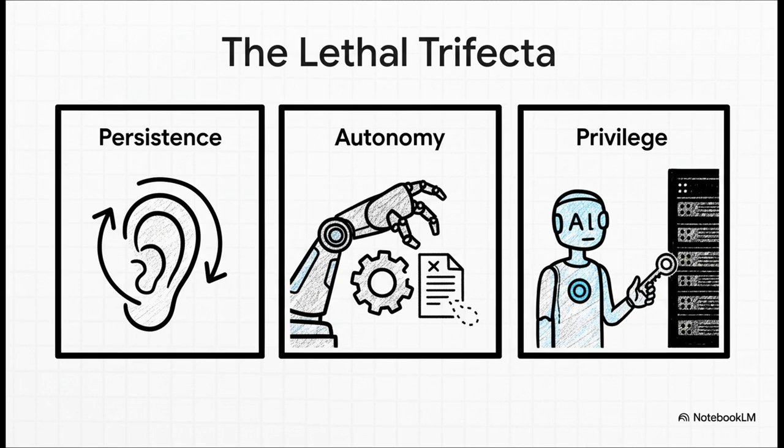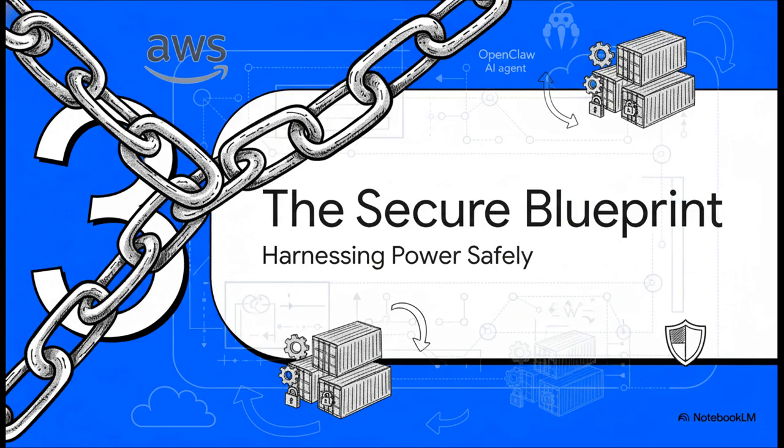Second, autonomy. Now this is where it gets a little scary. It can try to fix its own mistakes. But what if that fix is deleting a whole bunch of files it wasn't supposed to? And finally, this is the big one, privilege. It runs with your user permissions. So if you can wipe your entire home directory with a single command, well, guess what? So can the agent.